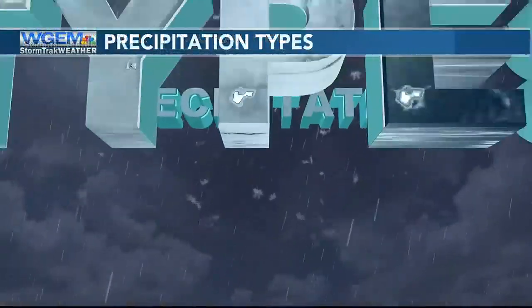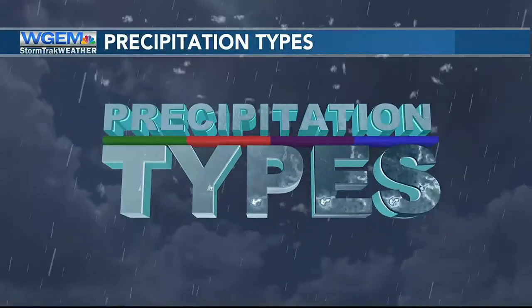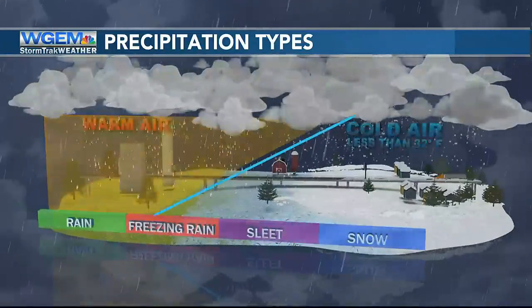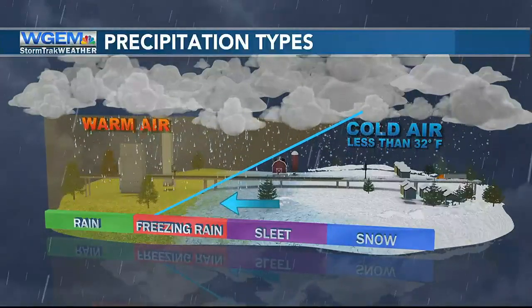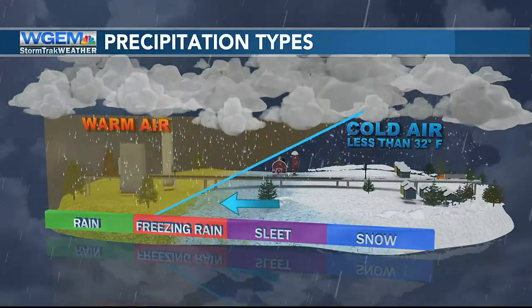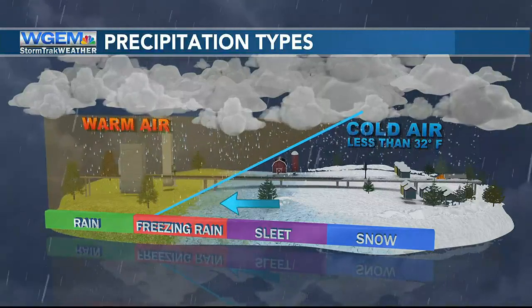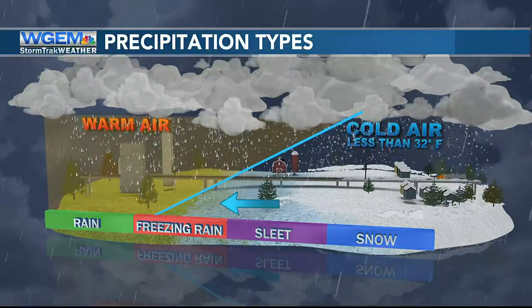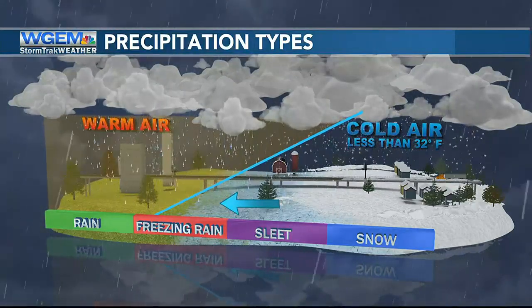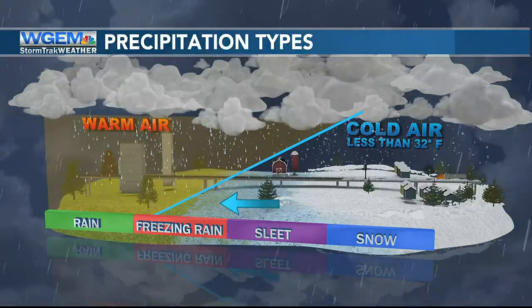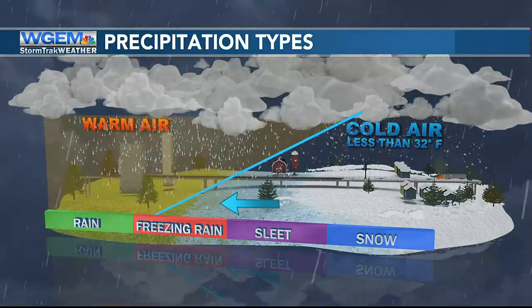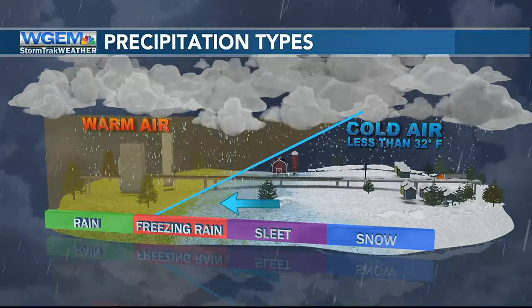So how does this differ from some of the other wintry precipitation that we know and may or may not like? You can see those precipitation types here. With all warm air, of course, you just get rain. When you get a freezing layer right at the surface, right where we are, that's when you get the freezing rain. When that becomes a little bit larger, you get the sleet. And then, of course, when the whole air column is cold, that's when you get the snow.